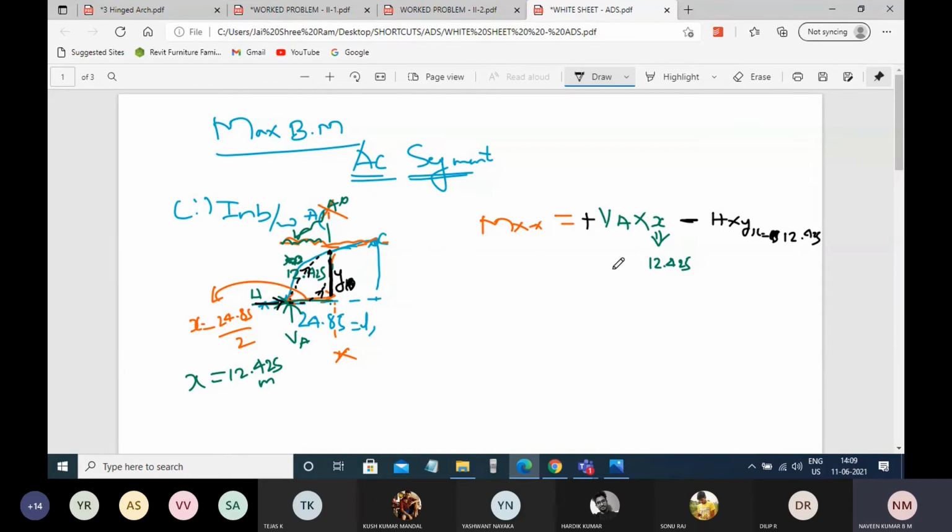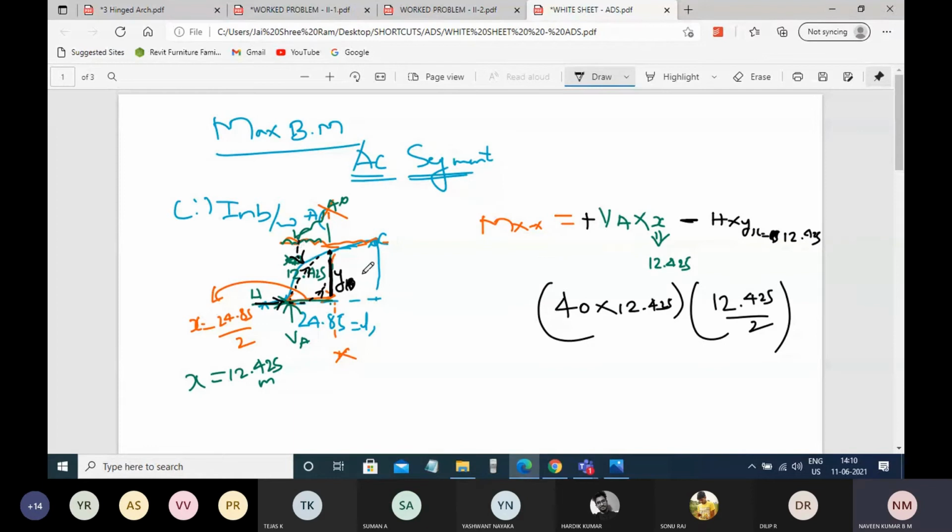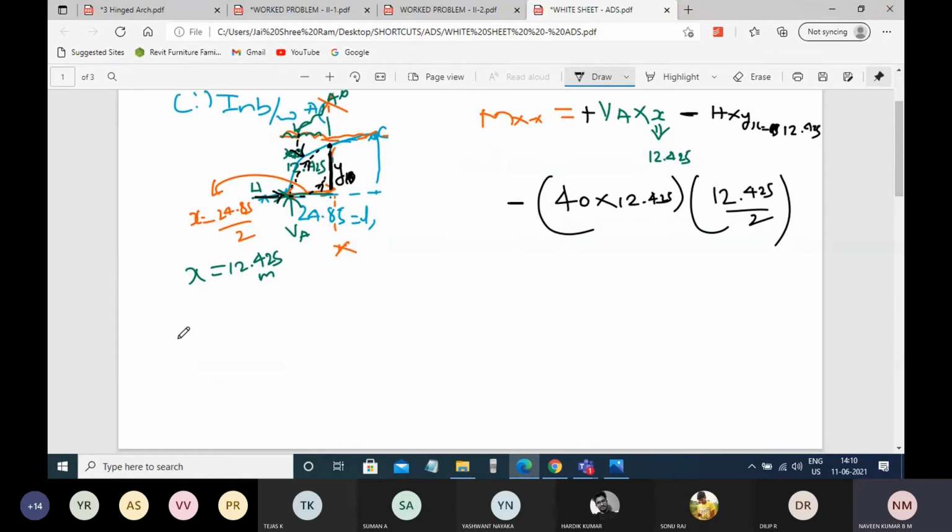Now comes the UDL. 40 is the load intensity over a length of x equals 12.425, and the perpendicular distance to reach this particular section is half of the length of UDL that you considered. Again, you see the rotation of this force, it is anti-clockwise, so minus. Understood? Now let me substitute the values in order to get Mxx.